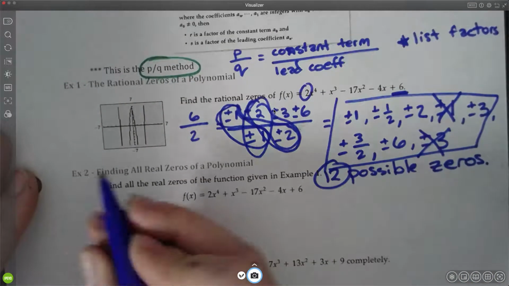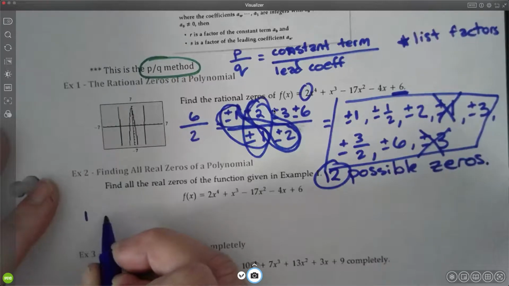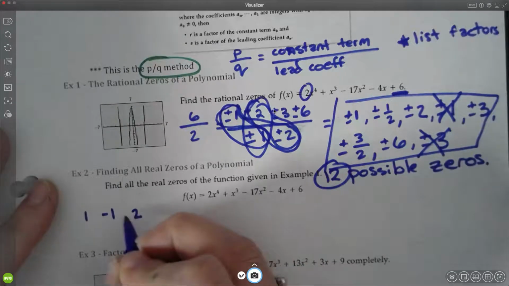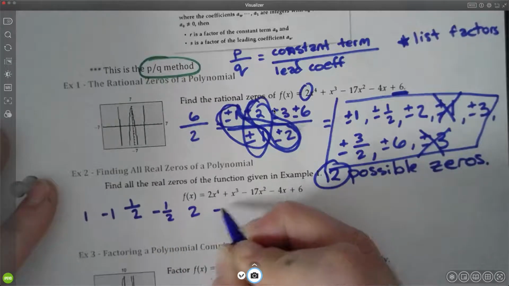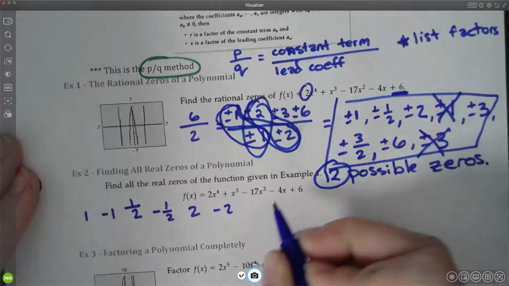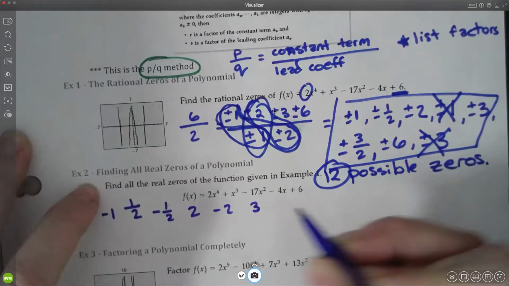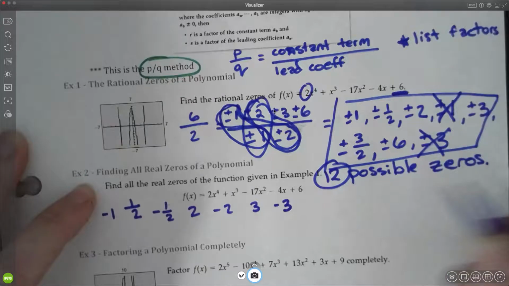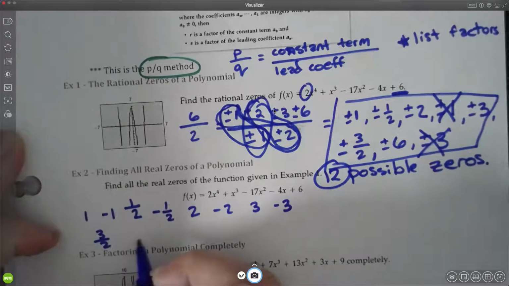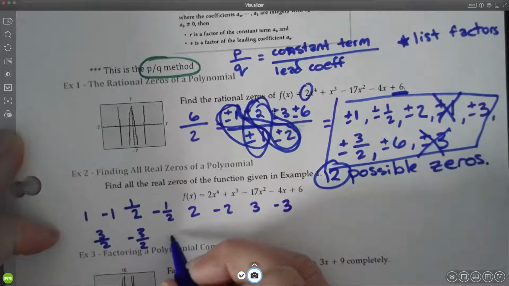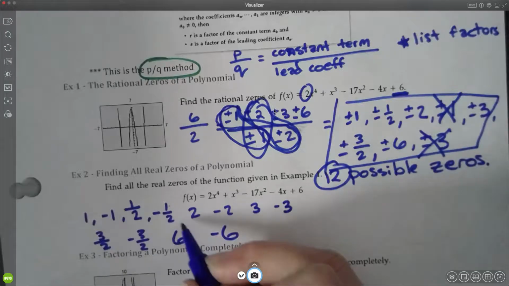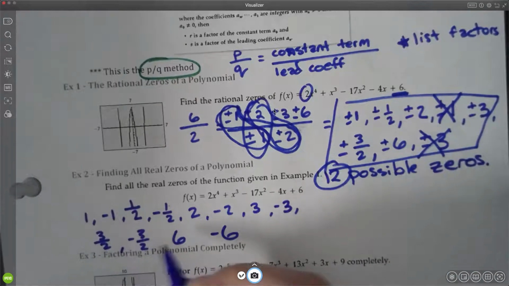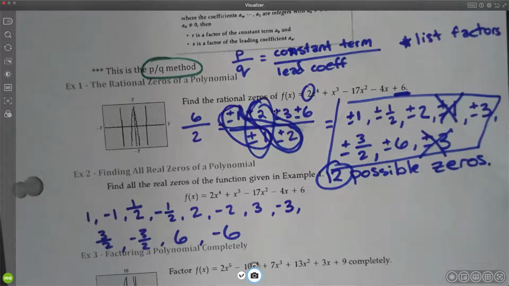So we're going to try 1, and negative 1, and 2, and 1/2, and negative 1/2, and negative 2, and 3. This is example 2. And we're going to try 3 over 2, and negative 3 over 2, and 6 and negative 6. Those are going to be the numbers that we're going to try, each one of those. You better not be doing example 2. Example 1, we were listing them out. Example 2, we were actually finding which ones work.